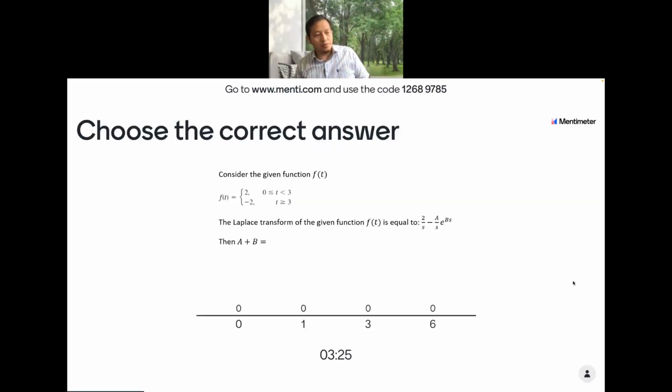Okay, if you still remember the Laplace, first thing is to see the functions first. And the function is having two piecewise conditions, right? Piecewise conditions. So first, probably using the Heaviside function, right? Heaviside function.